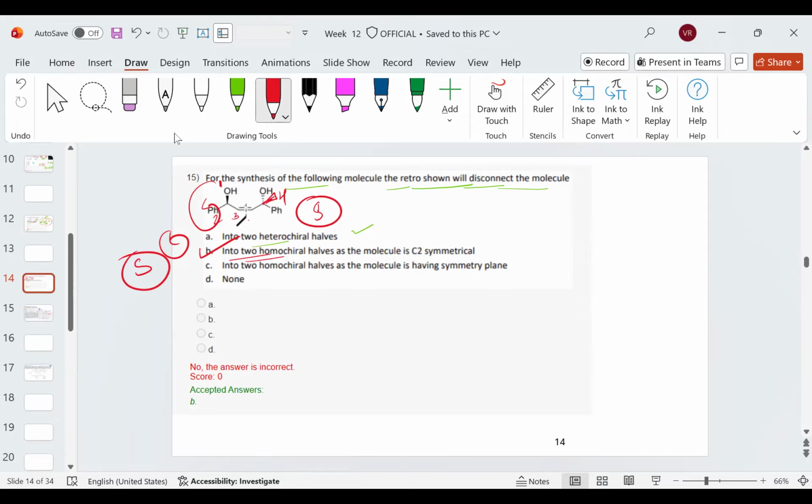Also, if you look here, it has C2 symmetry, so that's also one valid point. So option B is the correct option. I don't think you should have any doubt in this one.